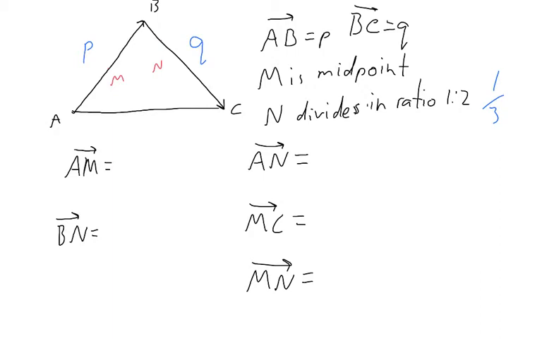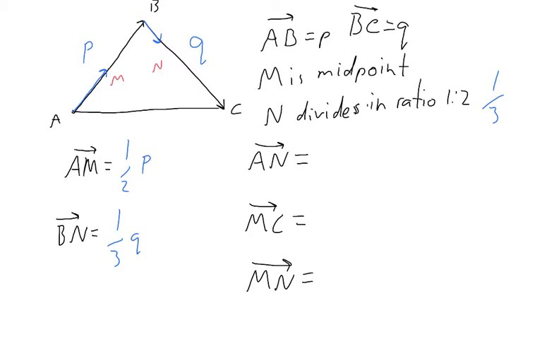So if we're looking at AM, for example, so our first vector, AM is from here to M. So that's AM. AM, well, that's a half P. So that's the vector expression. Now, if we're looking at BN, well, BN now is from B to N. And that's where that third ratio comes in to help us, because this is now a third Q. All right, so that's the vector expression, because it's a third of the way through from B to C.